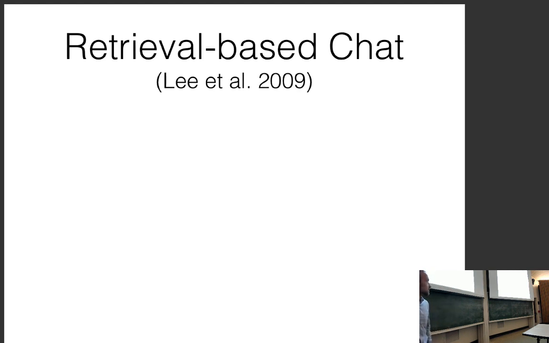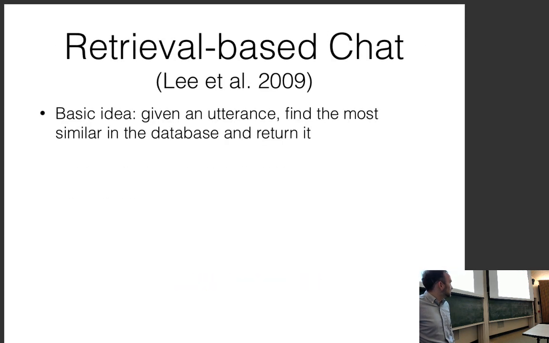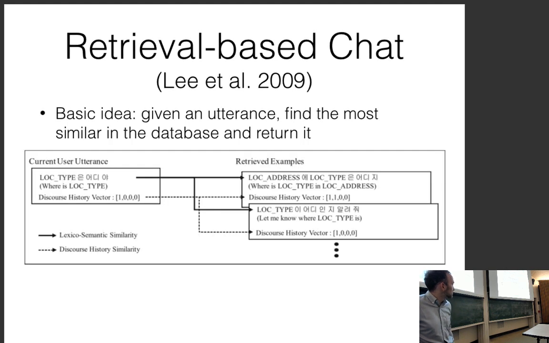So retrieval-based chat has been around for a long time. It was called example-based dialogue systems for a while. The basic idea is, given an utterance, find the most similar one in a database and return it. Early work on this basically just did really simple information retrieval models like TF-IDF, weighted cosine similarity, et cetera. Maybe you abstract away location types, et cetera. And also discourse history vectors. So this is kind of an interesting thing. They also measured the discourse history based on what kind of dialogue acts you've seen so far.